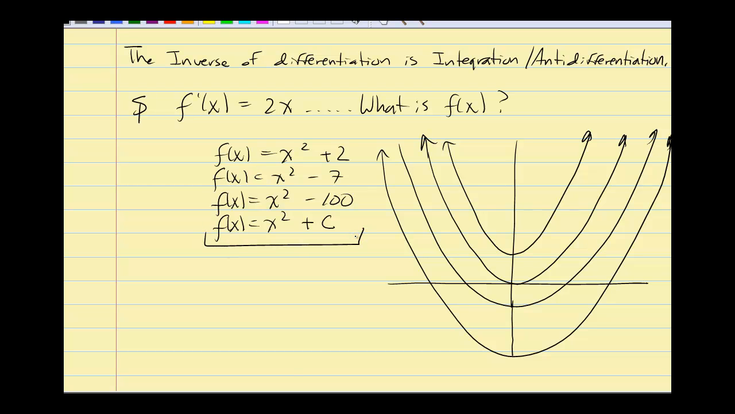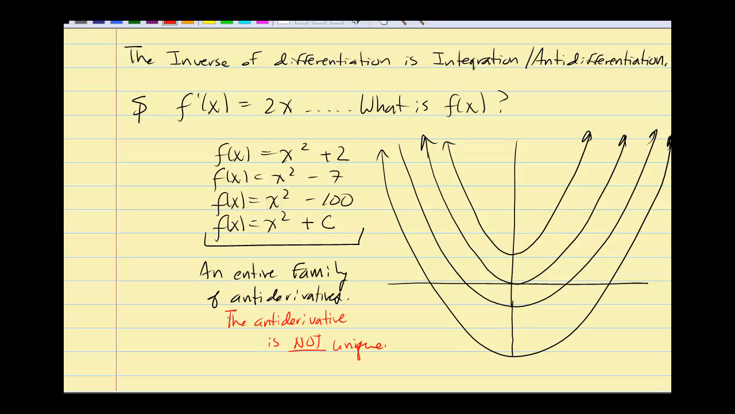So instead of looking at a single solution, we get an entire family of antiderivatives as my solution. This tells us that the antiderivative is not unique. And because the antiderivative is not unique, we can get more than one solution. This plus c, this constant, which we'll eventually call the constant of integration, basically represents all those possible solutions.